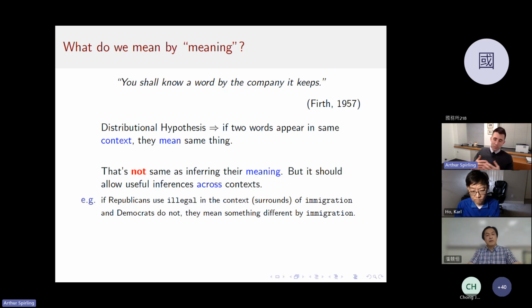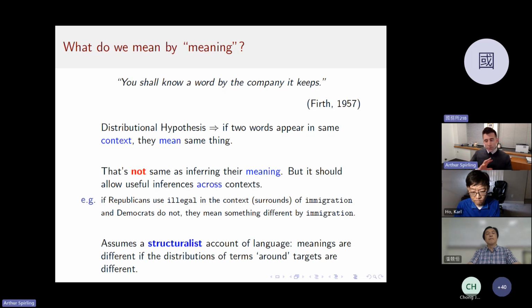Of course, that's a stark case. Maybe they mean something different by immigration. That's the type of inference we'd like to make. So what we're doing here, to be clear, is we're using something called a structuralist account of language. In some ways, it's a very simple account, and it's saying that meanings are different if the distribution of terms around the targets are different.